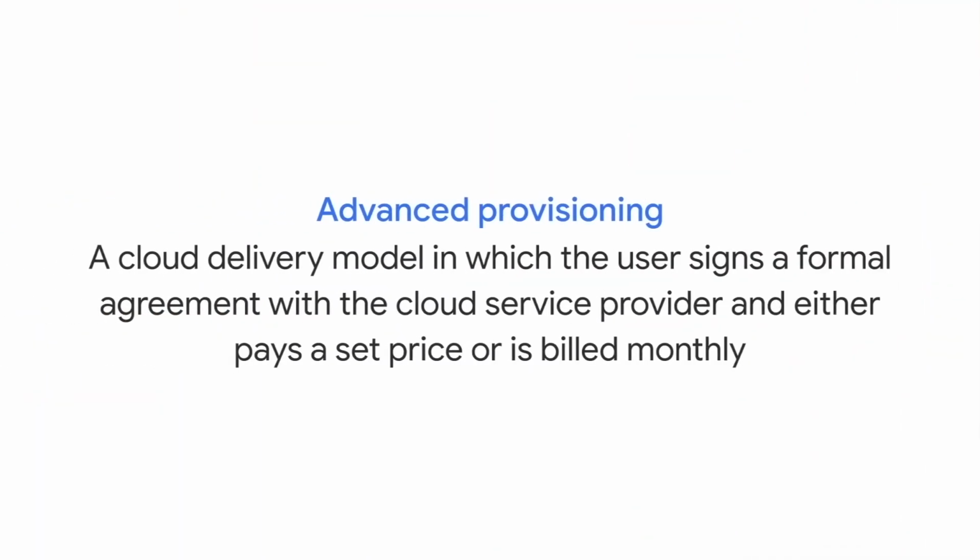The resource provisioning process occurs through one of three delivery models: advanced provisioning, dynamic provisioning, and self-provisioning. Each delivery model is different based on the types of resources an organization buys, how and when it receives these resources, and how it pays for them. In advanced provisioning, the user signs a formal agreement with the cloud service provider and either pays a set price or is billed monthly.